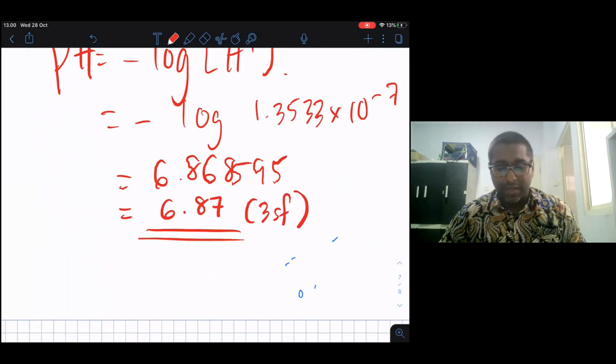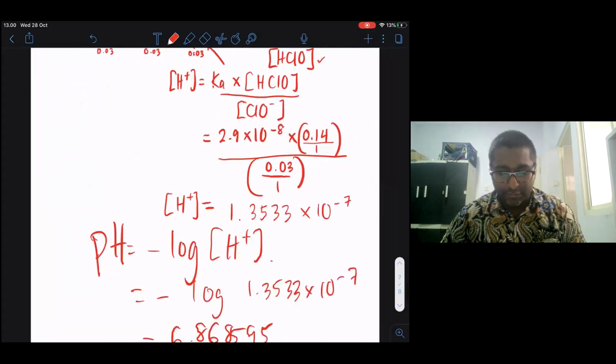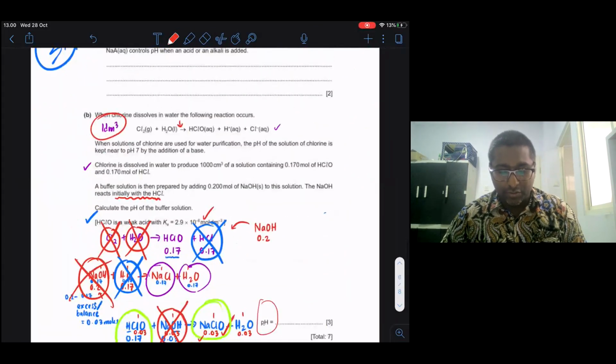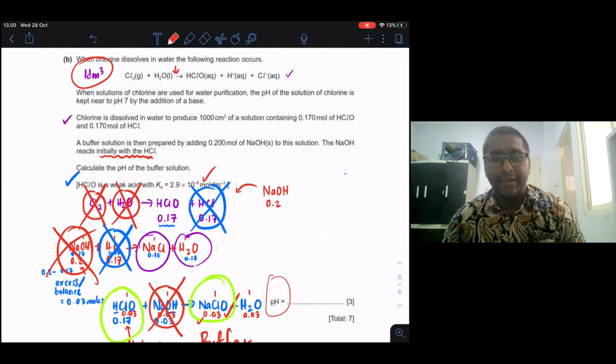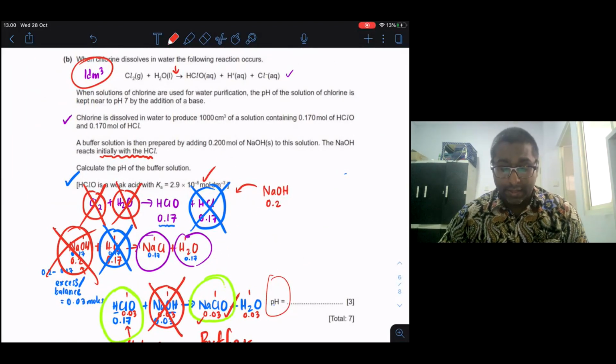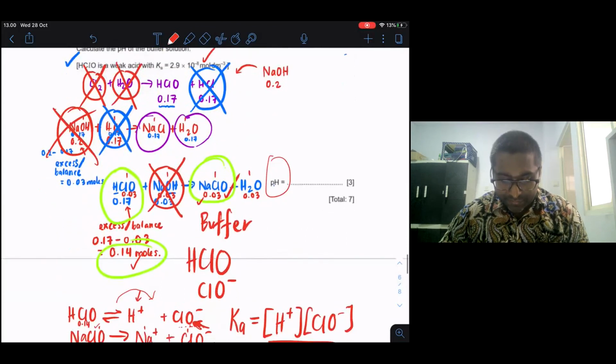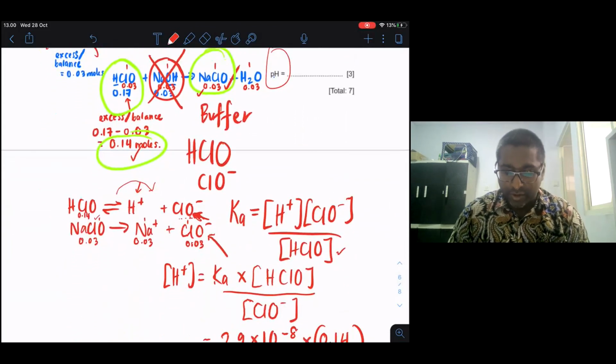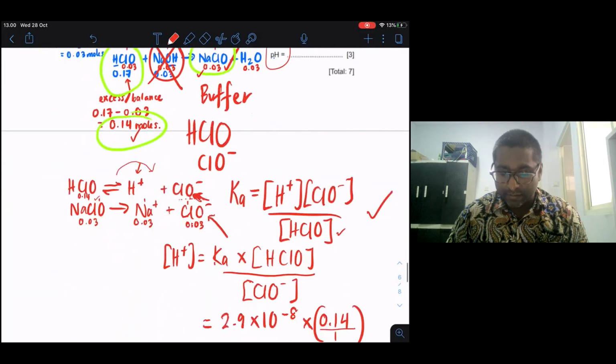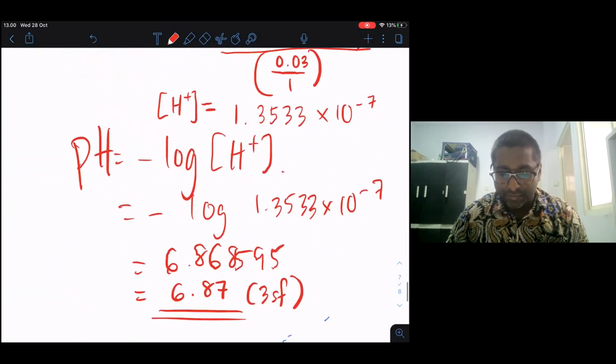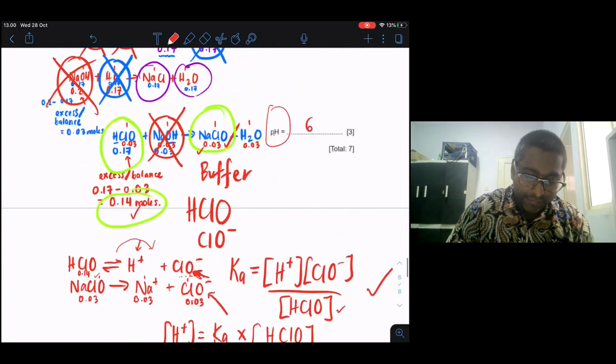So this is how you try to solve this question. You need to analyze this properly, come up with the buffer solution, then apply the formula and get the answer. The answer for this is going to be 6.87.